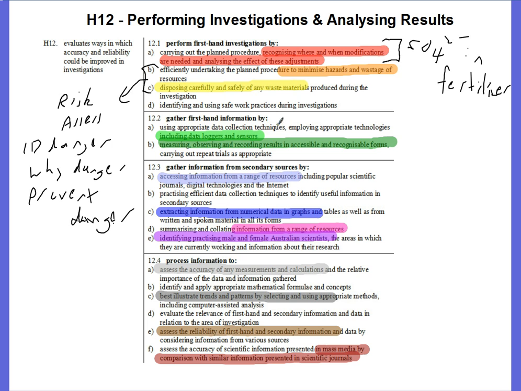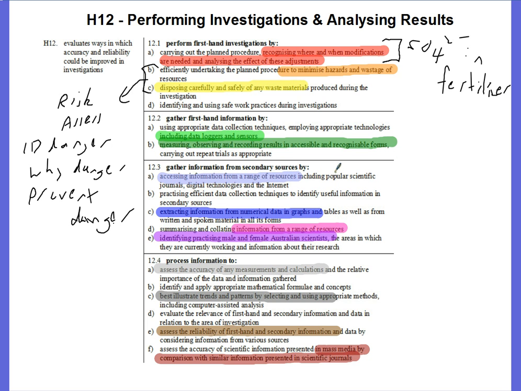The next step is talking about data collection technologies, including data loggers and sensors. We did that in our computer-assisted titration and our water testing. We used quite a few sensors there. Measuring, observing, and recording results in accessible and recognisable forms. That means being able to use proper data tables and spreadsheets in chemistry.